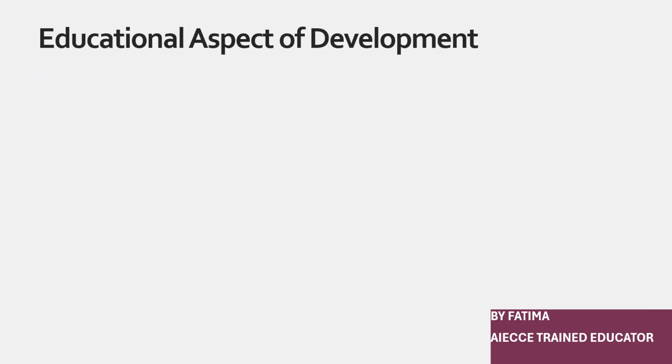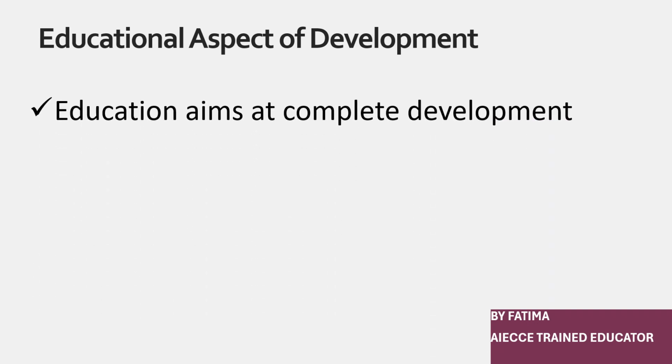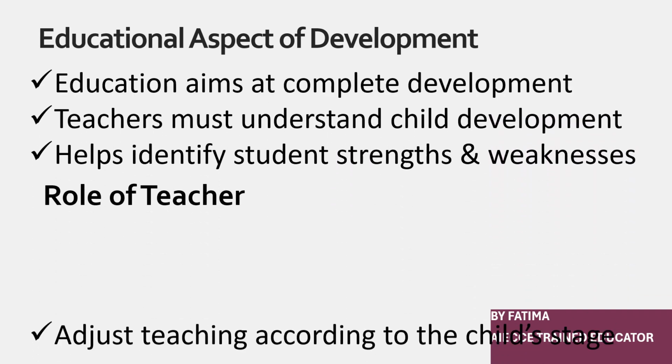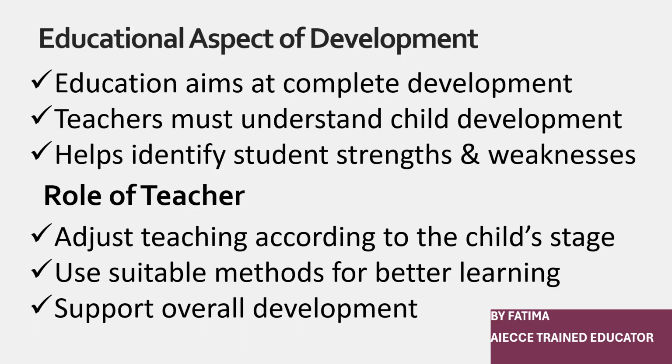Now, why is all this important? Because education is not only about marks, it is about the complete development. A teacher must understand the stage of the child and aspect of development. Example, a small child needs love and care, whereas the school child needs learning and interaction. And teenagers need guidance. So teaching should match stages and development level.